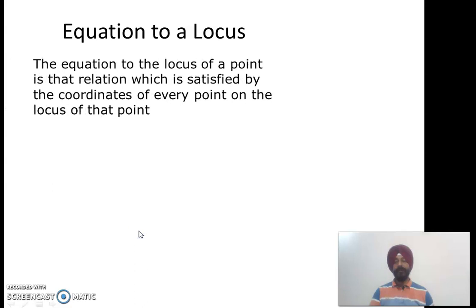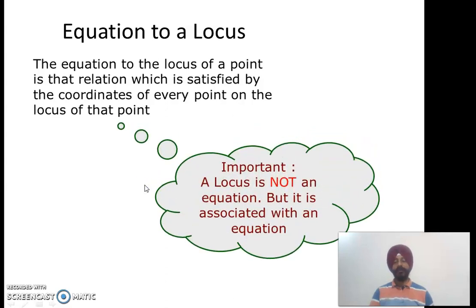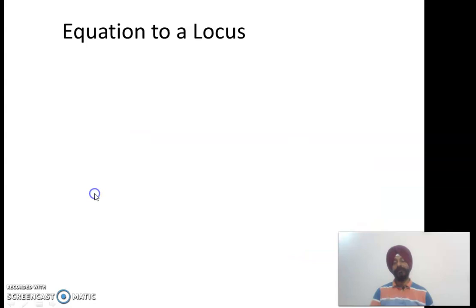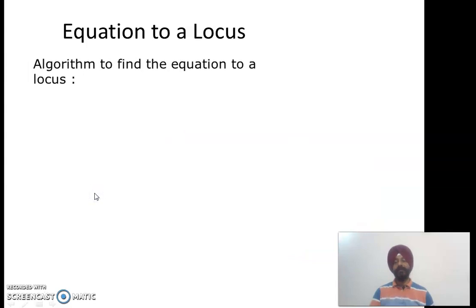Now, the equation of locus. The equation of the locus of a point is that relation which is satisfied by the coordinates of every point on the locus of that point. Important: a locus is not an equation, but it is associated with an equation. Now, the algorithm to find the equation of locus.